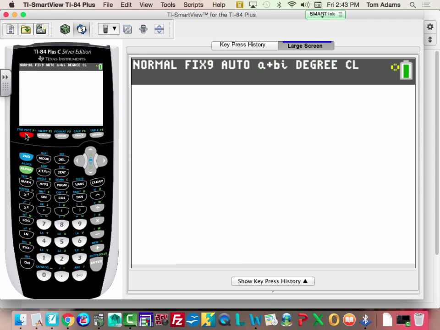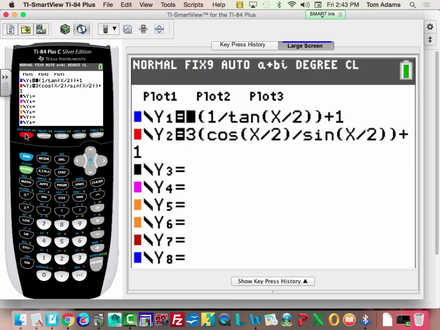So the question was, how do you turn those boxes on or off? I'm going to turn off the red one because I want to see why I have a blank space. What I've got to do is use the cursor, the up, down, left and right arrows, to get it to blink on the equal sign, and then I just hit enter.